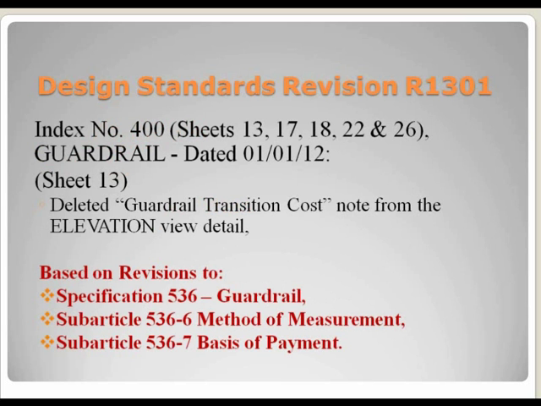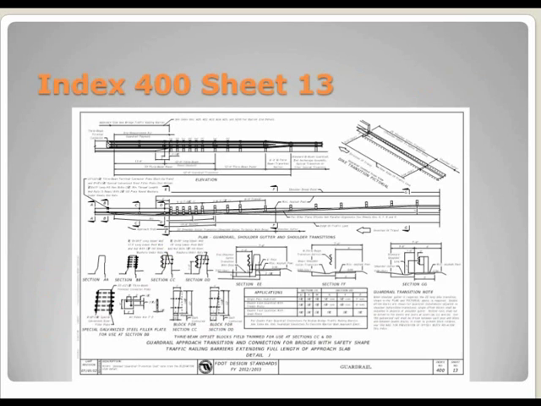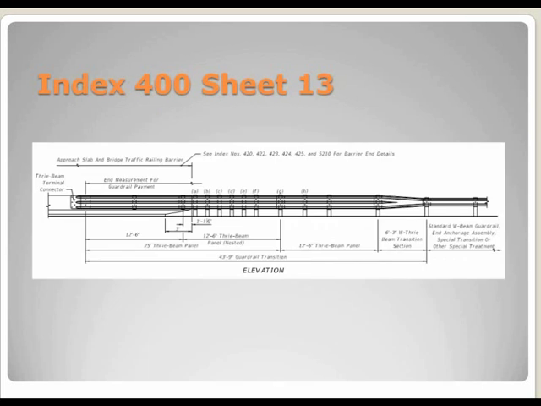Index 400, there are sheets 13, 17, 18, 22, and 26 that are affected by the changes. On sheet 13, the guardrail transition cost note was deleted from the elevation view detail, and this was based on specification 536 revisions that we made to the method of measurement and to the basis of estimates for the payment. This is the sheet, and the detail is up here in the corner. As you can see, the note is no longer there. Above it, it says see index number 420. In that area is where we included the previous cost note.